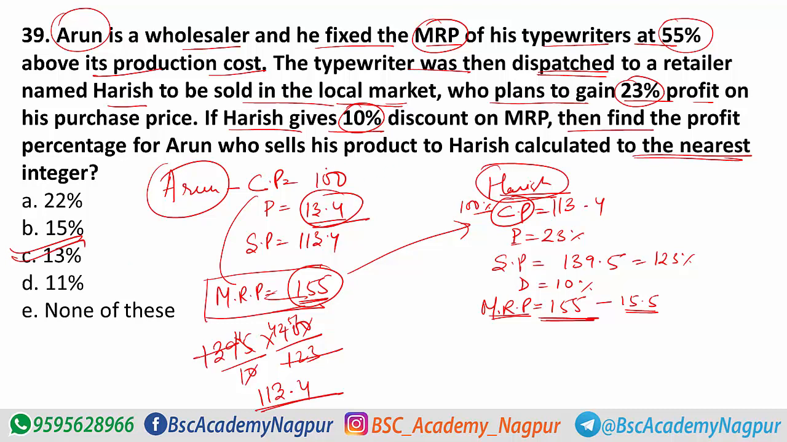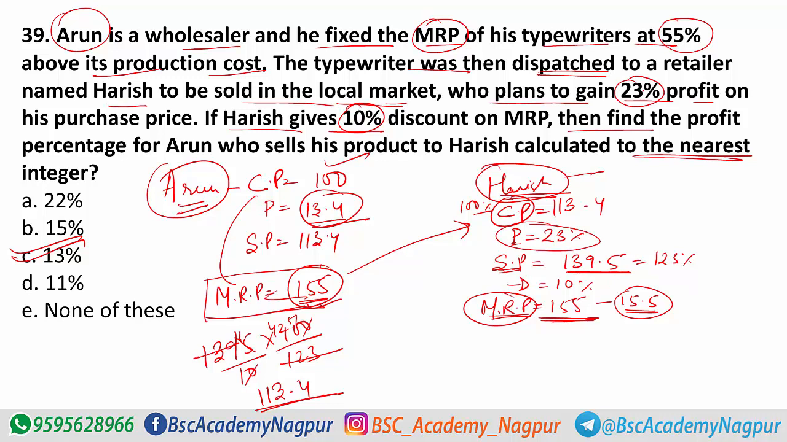Got it? What happened? Arun made this typewriter at 100 rupees and he marked it up to 155, and gave it to Haris. Haris's MRP will be the same, 155. There is a tag price of 155. After this, Haris gave a discount of 10%, that means 15.5, and he sold this article at 139.5, making 23% profit.